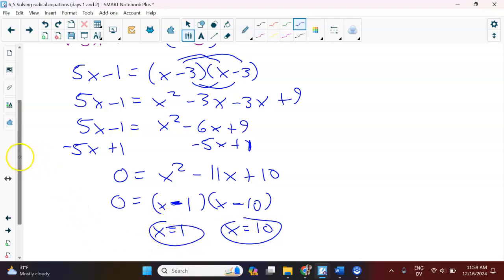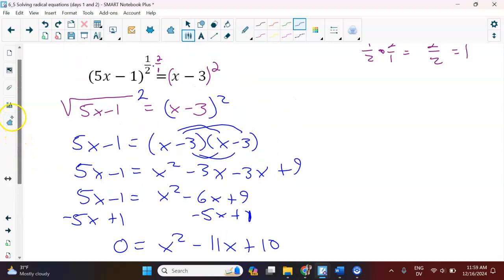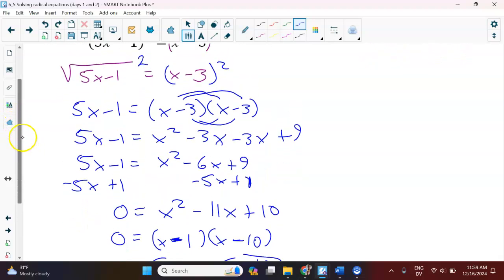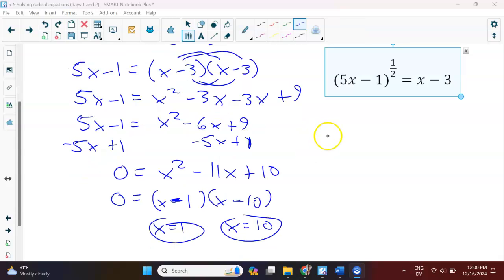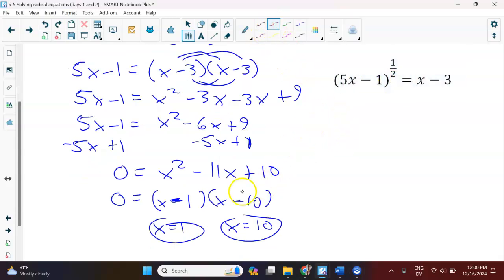Okay, but the final step here is we got to check for extraneous. So I kind of ran out of space, but I'll bring it down and show you what I mean. All right, so here is our original setup. So we need to check these answers one at a time. So I'll do the 1 first. So we'll try 5 times 1 minus 1 to the 1/2 power. Remember, 1/2 is the same thing as a square root.